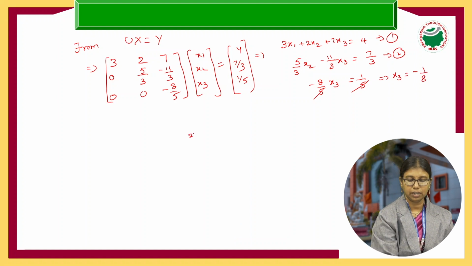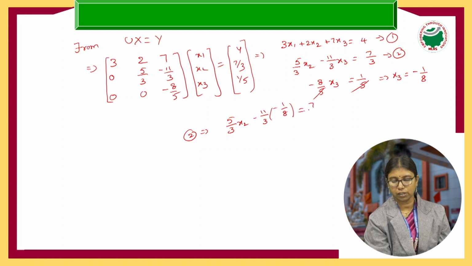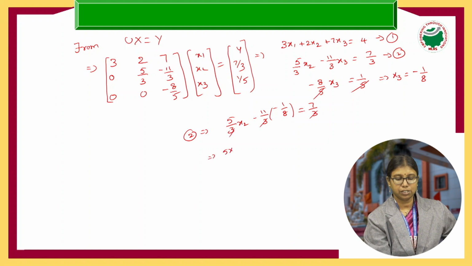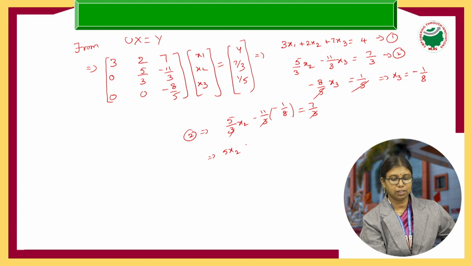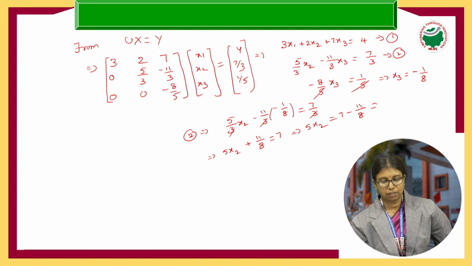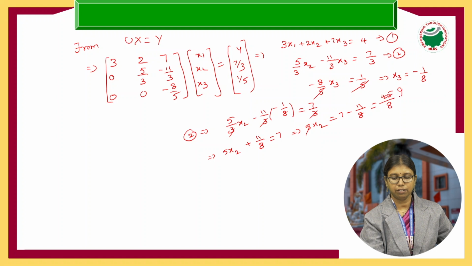So if you are taking x3 in equation 2, you will get 5 by 3 x2 minus 11 by 3, x3 is minus 1 by 8, equal to 7 by 3. Again on both sides we can cancel 3. So the remaining equation is 5x2, minus of minus you will get plus 11 by 8 equal to 7. So first you take 11 by 8 to the right hand side, then 5x2 equal to 7 minus 11 by 8. So 7 8s are 56, 56 minus 11 means this is 45 by 8. So we can cancel with 5, then x2 is 9 by 8.